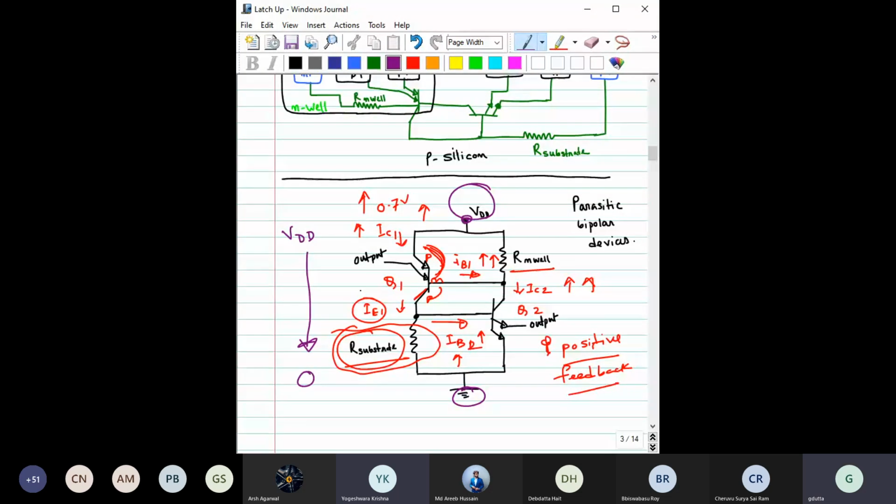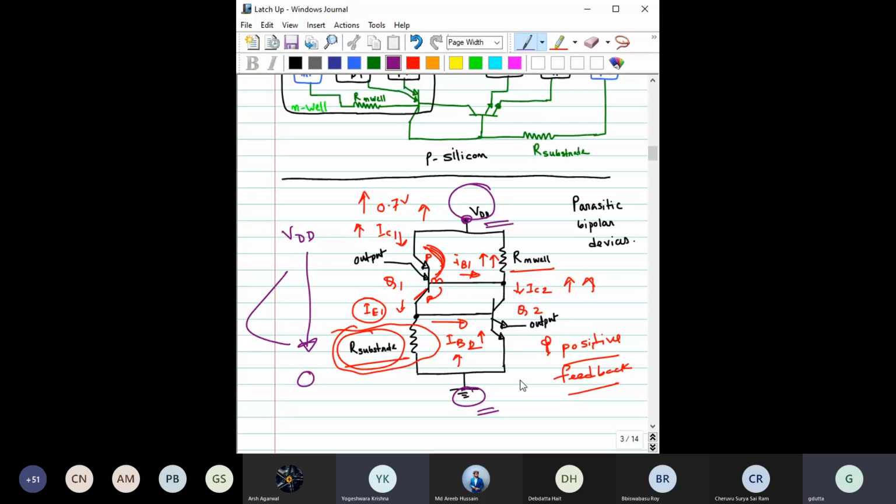So if the current is very high, then what can you say about the resistance? That means the resistance between these two has reduced drastically, or eventually we can say this VDD and this ground will be shorted, right? So this is one of the destructive situations. We do not want this to happen, right?